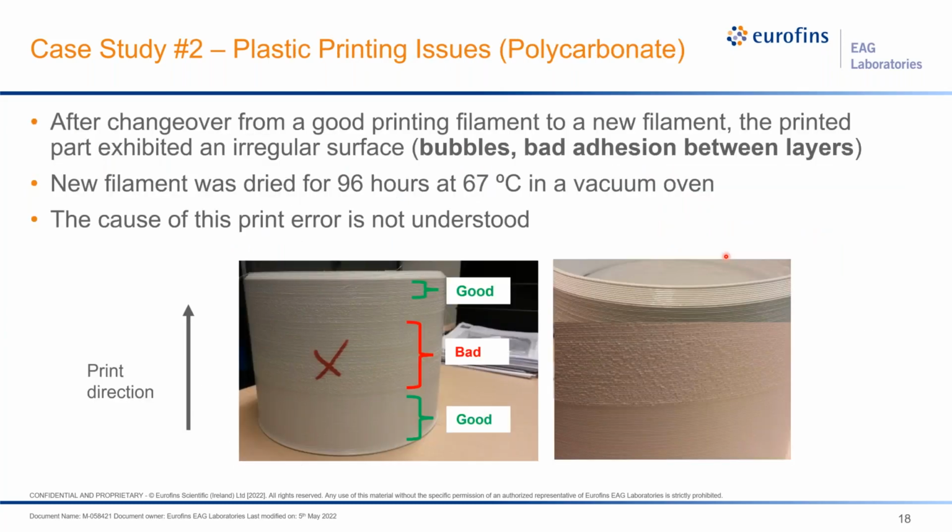Okay, I will move on to my next case study. This one's also really interesting, involving the polycarbonate material. So here we just bought a new spool of filament, and dried this filament for 96 hours at 67 degrees in a vacuum oven, standard procedure before the print. And we start printing and we see really poor print quality. This is nice and smooth, and this is quite rough and has this speckled appearance. So something is really wrong. And this is showing the print direction.